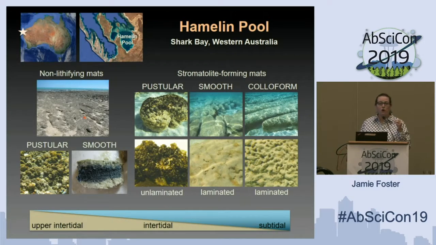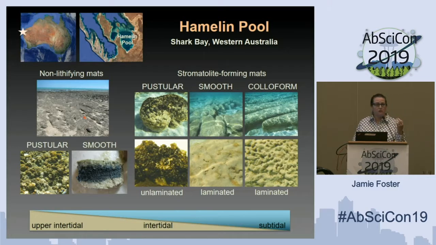There are several different stromatolites across the globe, but I work on the ones in Hamlin Pool in Shark Bay, Western Australia. Shark Bay is a UNESCO World Heritage Site, and Hamlin Pool is cut off from the rest of Shark Bay by a sill that restricts water flow and creates a hypersaline environment.